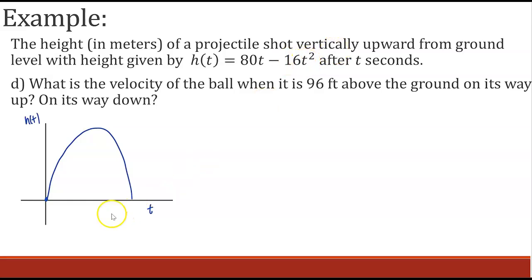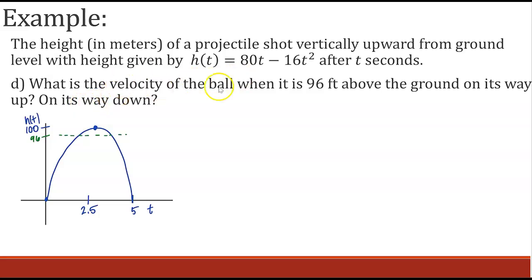I have a parabola, and I know that it hits the ground at 5 seconds, so I can label that right here. The maximum height of the ball occurs at 2.5 seconds, and it has a maximum height of 100. We found that in a previous part. Now, what is the velocity when the ball is 96 feet above the ground? Let's say this is 96 right here. So the ball is 96 feet high twice, once on its way up towards its maximum height, and then again on its way down.